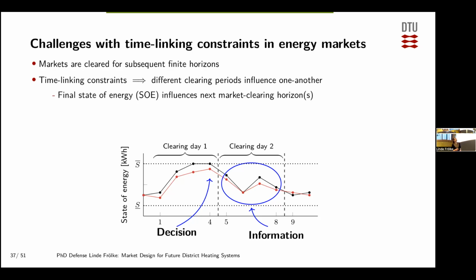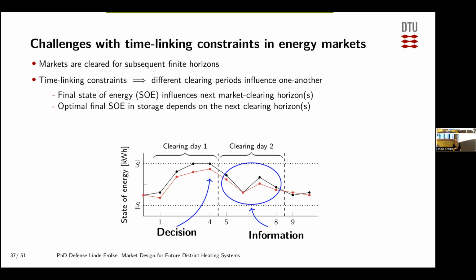So here we see a state of energy curve over time, where we see two market cleared periods. And we can see that the final state of energy has an effect on the paths that are possible for the next day. It also links back to the fact that the decision on what would be an optimal final state of energy in the storage for today's market clearing also depends on what we know about tomorrow's market clearing. And the challenge is that this information about tomorrow's market clearing is not available at the moment that the decision has to be made.